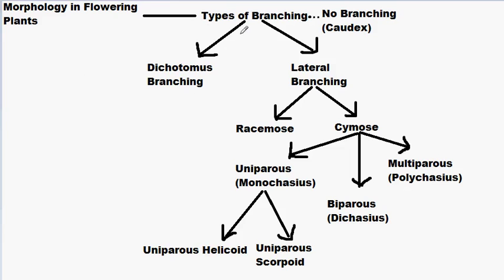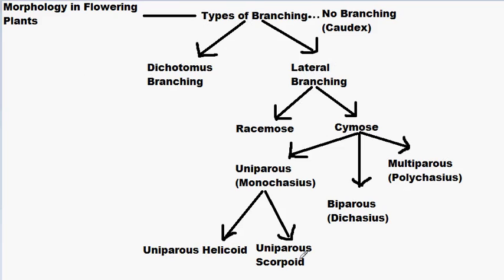So in this chart you can see that types of branching can be of two types, broadly speaking: dichotomous branching and lateral branching. Okay, the lateral branching can be again divided into two parts, which is the racemose and the cymose type of branching. Now the cymose can be again divided into three parts, which is the Uniparous, Biparous and Multiparous type of branching. And this Uniparous can be again divided into two types, which can be Uniparous helicoid and Uniparous scorpoid.